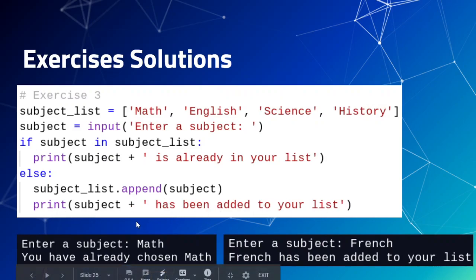For example, if I ran this code, I enter the subject math, I already have math in here, it would go to this if statement, check, subject is in the subject list, well, it already is, so we print subject is already in your list. Otherwise, if I entered something that isn't in our list, for example, French, it would add it to my list and tell me that it's been added to my list.